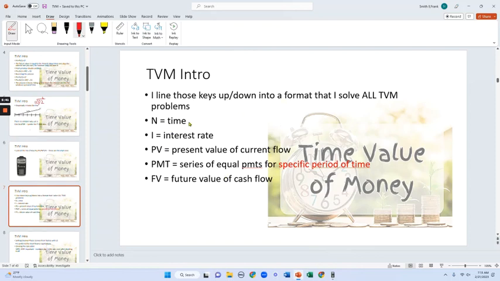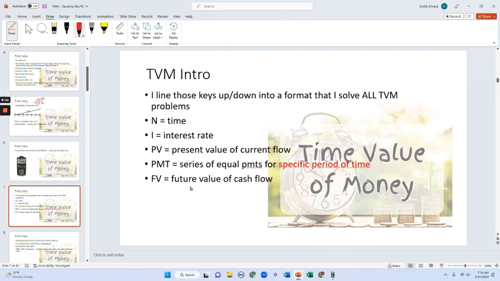The N is the time on any time value of money problem. The I is the interest rate or the yield that the market is looking for. The present value is the price of any of the cash flows, or a future value brought back through time. The payment is important because a series of equal payments is the only time you can use the payment part of the calculator. That is actually called an annuity, a series of equal payments over a specific period of time. And then the future value is the future value of any cash flow.